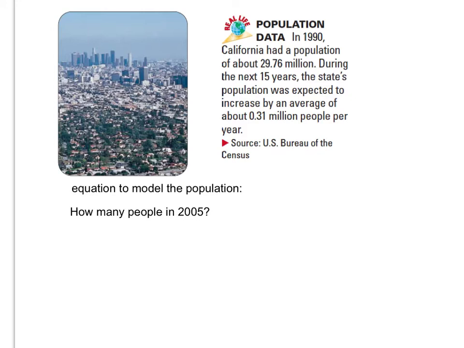So looking at that, let's let the population be a function of the number of years since 1990, since that's kind of our reference point. So that's our beginning value, and then it's going to increase by 0.31, so there's the constant rate of change, which represents the slope. So 0.31 times, I'll use t for the number of years since 1990, and then the initial value in 1990 is 29.76. And again, this is in millions, so millions of people. So there's our formula for that relationship from 1990 and just the next 15 years, because that's all the data tells us.